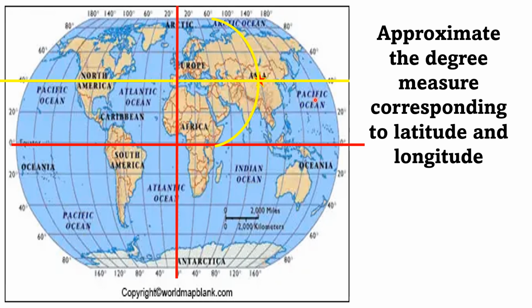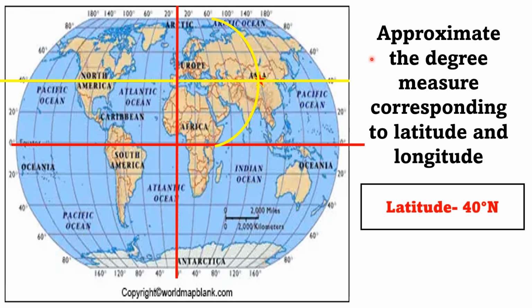With that, we can now read the degree measures of both latitude and longitude. Since the line of latitude lies along 40 degrees and it is directed to the northern hemisphere, it gives us a reading of 40 degrees north for the latitude. And for the longitude, since the line lies at 100 degrees and it is directed at the eastern part, it gives us a reading of 100 degrees east.